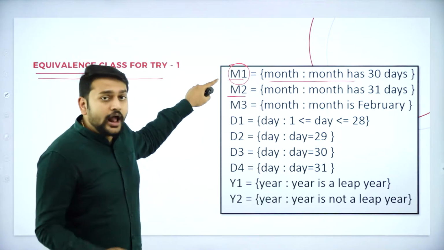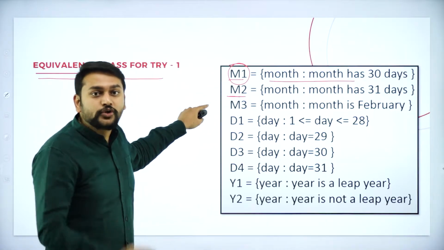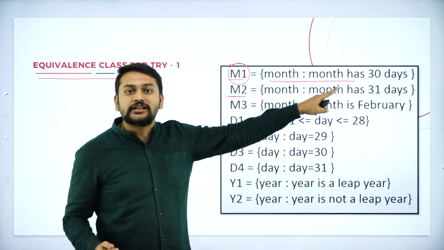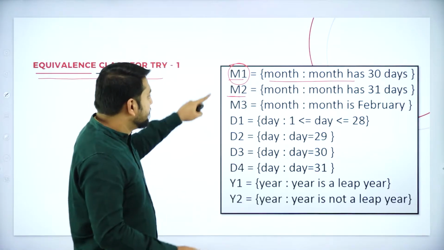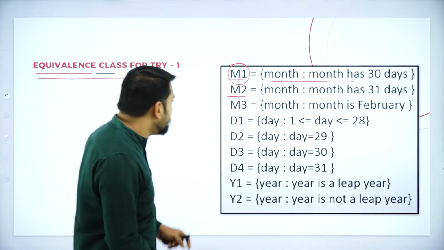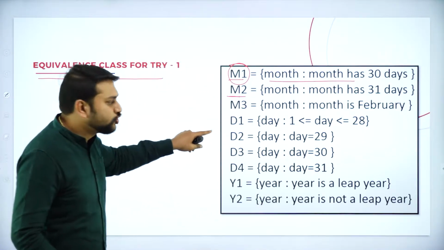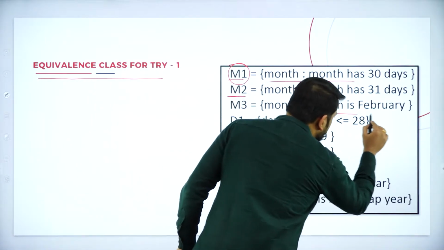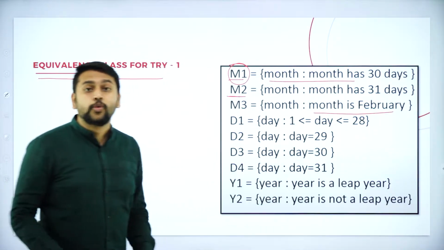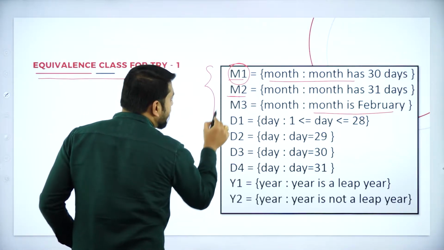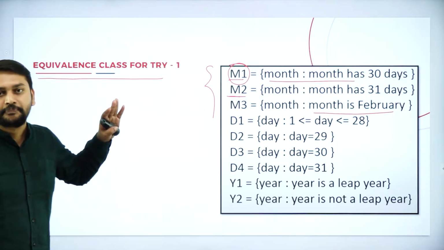Right now, what do you need to understand? M1 is a condition. What is the condition? The months which have 30 days. M2 is a set of months which have 31 days. Then what is M3? M3 means the month is February. That's what you need to understand. With respect to the months, I have 3 conditions, that is M1, M2, M3.